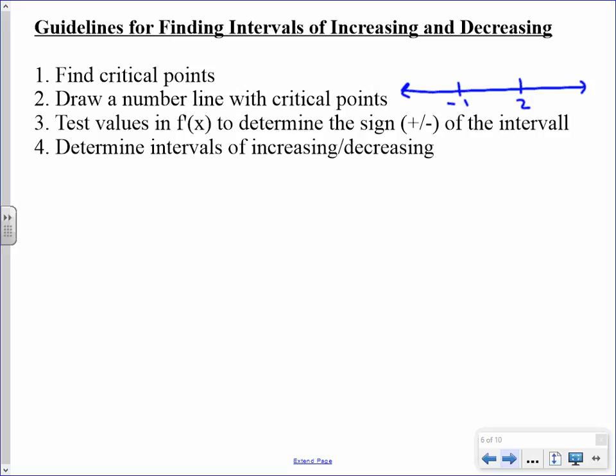So we're going to test points to figure out where is our derivative positive, where is our derivative negative. If our derivative is positive on an interval, we know that our function is increasing on that interval. If our derivative is negative, we know that our function is decreasing on that interval.